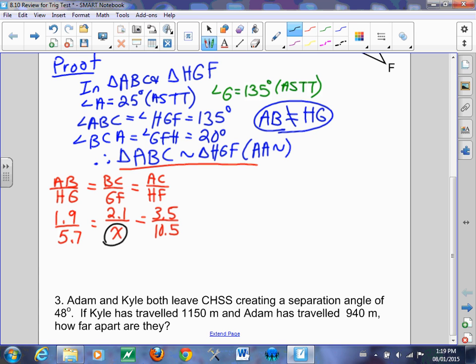We need to find x. We could use the first ratio to solve it with, or we could use the last ratio. Let's just use the first one. So to find x, we're going to set that up.